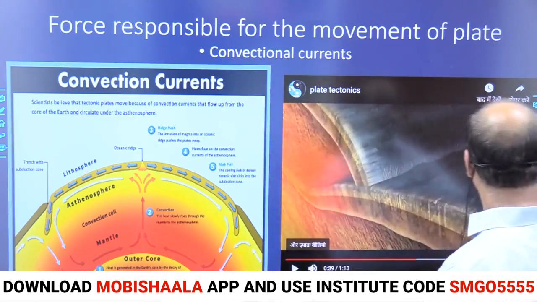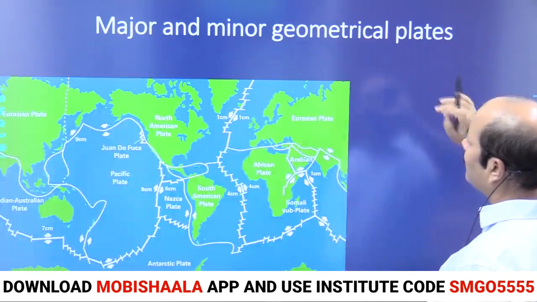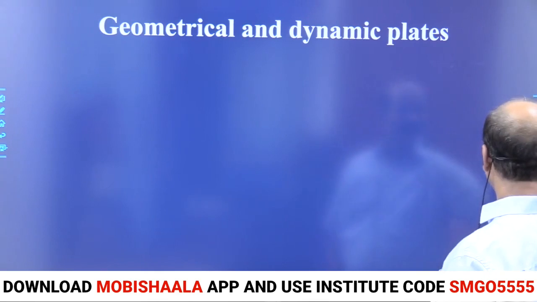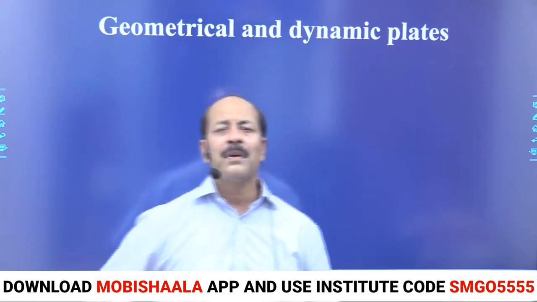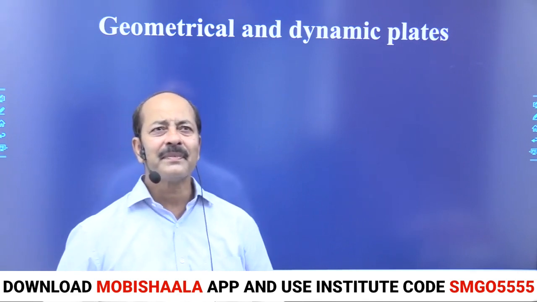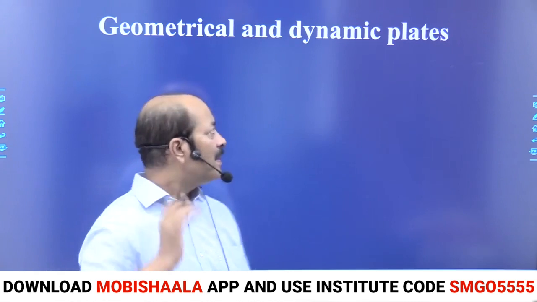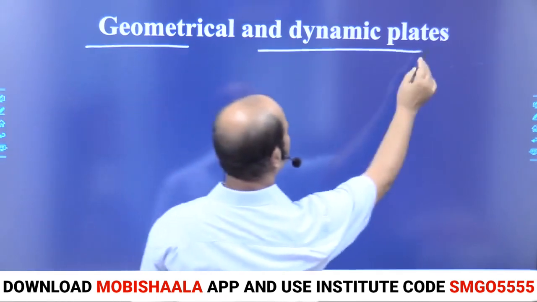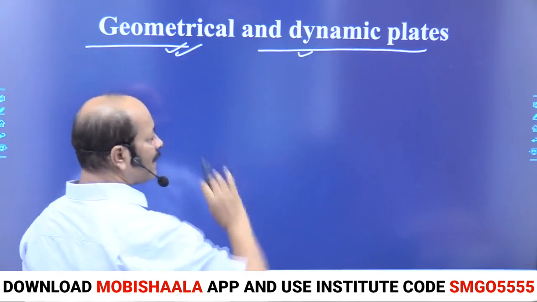So far I have narrated the ideas. Now move to the types of plates. Right there as a heading, write the types of plates. So we have two types of plates. One is geometrical plate, one is dynamic plate.